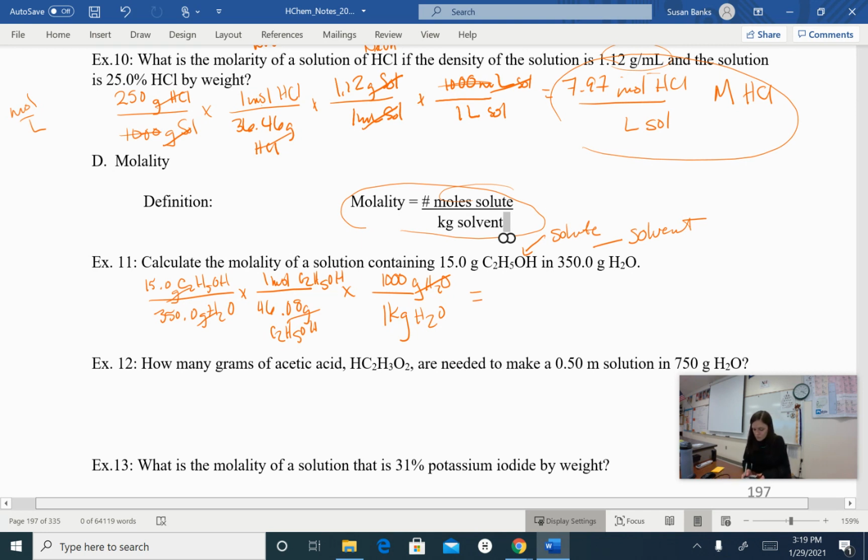So if I do this, 15 divided by 350 divided now by 46.08 times 1,000. I've got 3 sig figs. This gives me 0.930 molal ethanol in H2O. Now, to make it even more confusing, molality, molal, is given by a lowercase m. Okay? I don't know why they chose such similar words and such similar shorthand, but that's what they did.